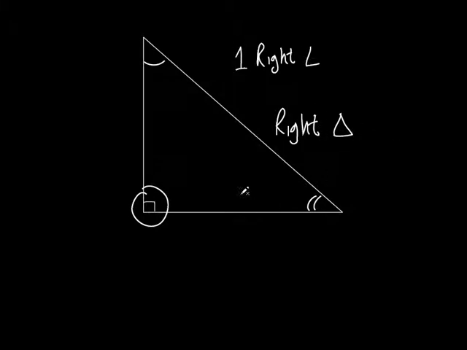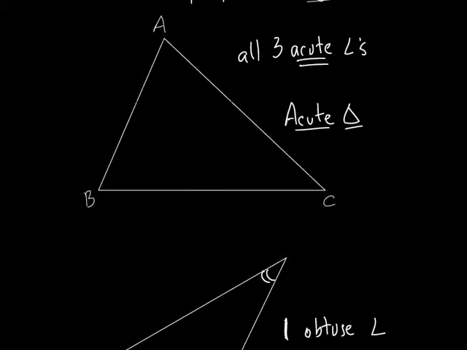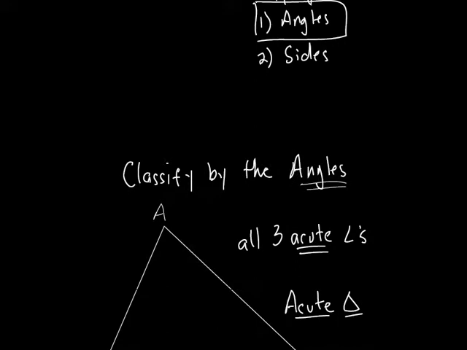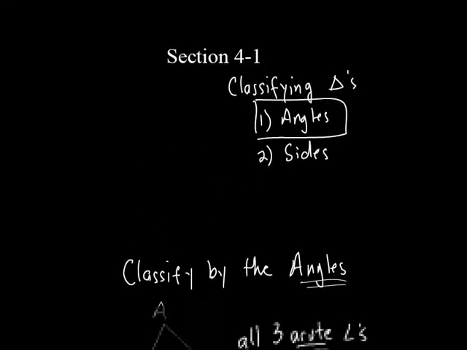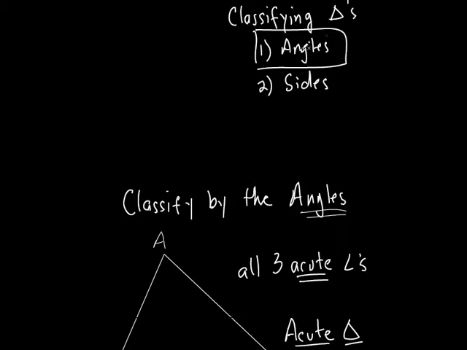Okay? Now, how did we classify these? We classified them by their angles. So we have acute triangle, obtuse triangle, and right triangle. Now we're going to take a look at the sides, and we are going to classify them by their sides.